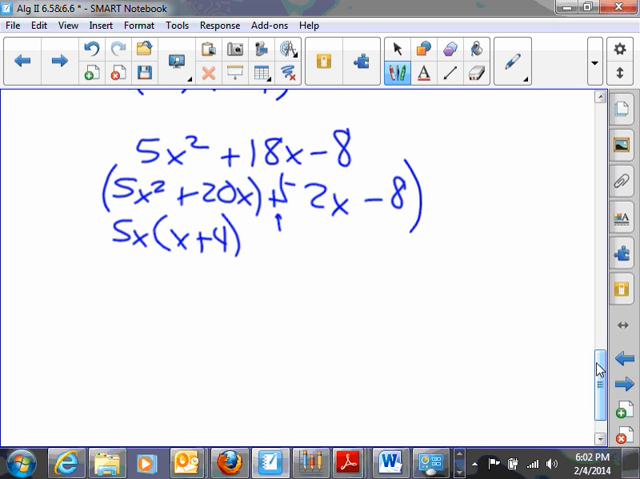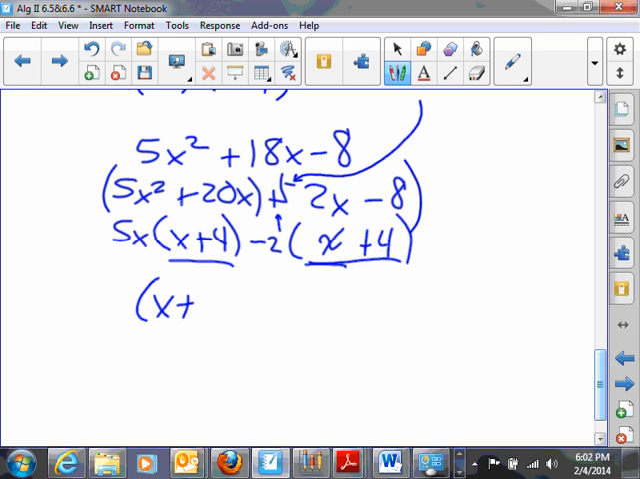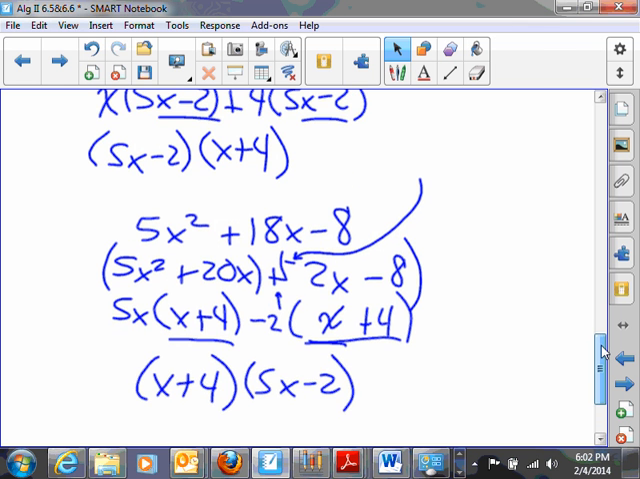But since there's a negative sign right inside the parentheses, that's your signal that you should pull out a negative common factor. So you take out a negative 2, and then you say to yourself, negative 2 times what gives me negative 2x? Well, x. And negative 2 times what gives me negative 8? Positive 4. And notice then x plus 4, x plus 4. So we can pull that one out. We have x plus 4 times 5x minus 2. And if you compare that with what we had already, you'll see that they're exactly the same.